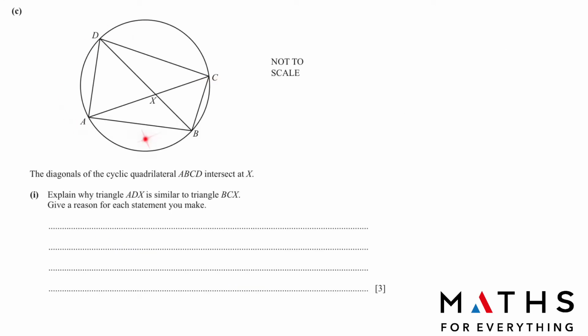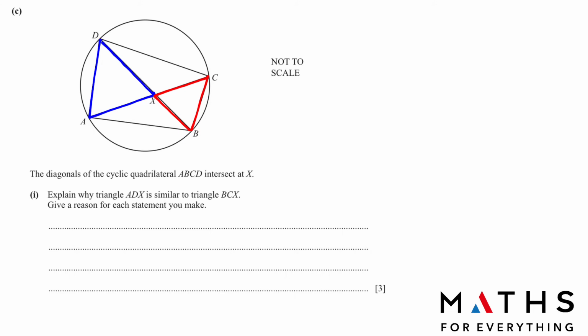In part C, we have been given another circle, and the diagonals of the cyclic quadrilateral ABCD intersect at X. Explain why triangle ADX is similar to triangle BCX. Give a reason for each statement you make. We have 3 marks, so we need to have at least 3 statements. Let's draw the diagram of the 2 triangles. So these are the 2 triangles we are talking about.